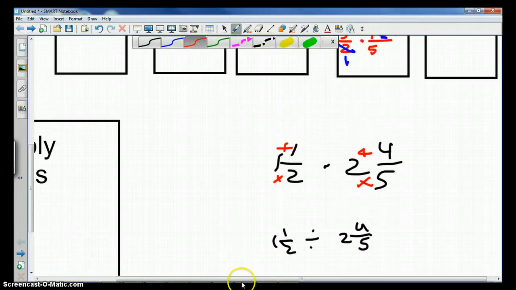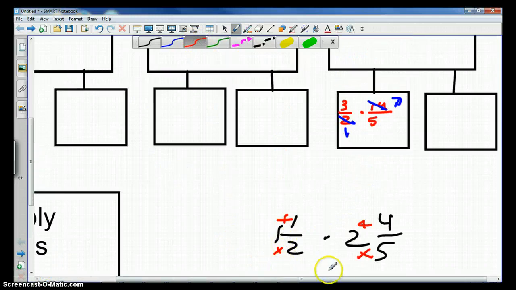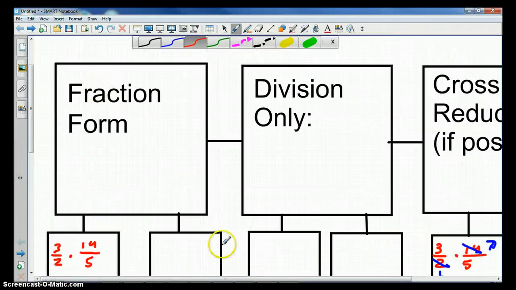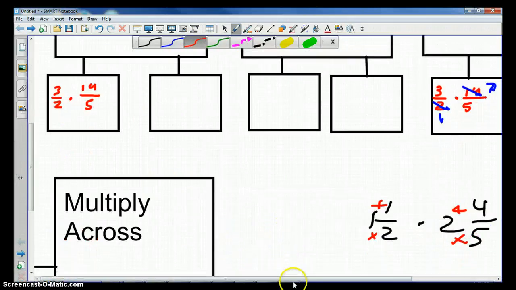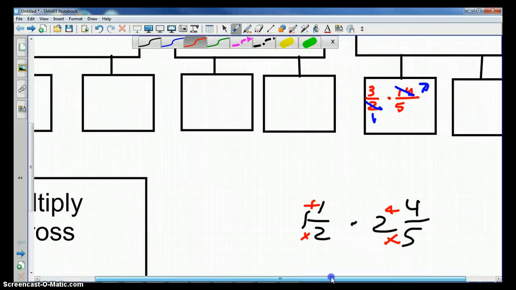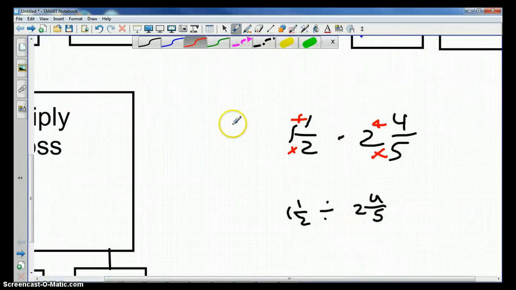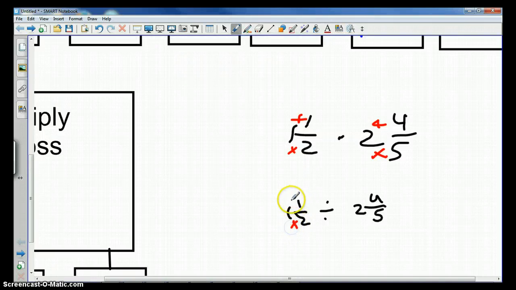So for division, the first step is exactly the same. Let's go back up here. Fraction form. It's exactly the same. Hopefully you're filling in this chart as I go. Please don't wait to the end or it'll be a lot at once. Do it as I go. So we're just going to multiply, then add on both of these to put them in fraction form.